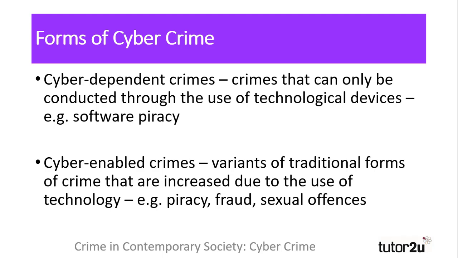The second form is cyber-enabled crimes, and these are variants of more traditional forms of crime that utilise technology to make them more efficient and less detectable. Subsequently, these have increased in volume. For example, piracy of music is not a new crime, as bootlegging of recordings has gone on for many years, but file sharing sites where music can be downloaded for free, such as the original Napster website, breach copyright laws through distributing music without the permission from the artist to do so.